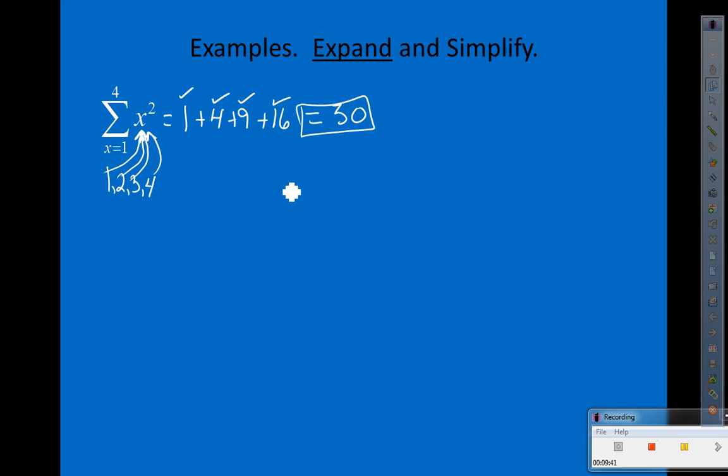On your worksheet, you'll do numbers 1 through 6 just like this. Numbers 1 through 6 like those examples. Plug in your numbers, and then you'll add them up together.